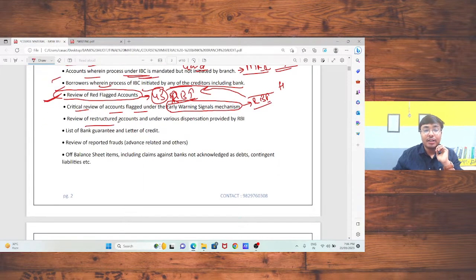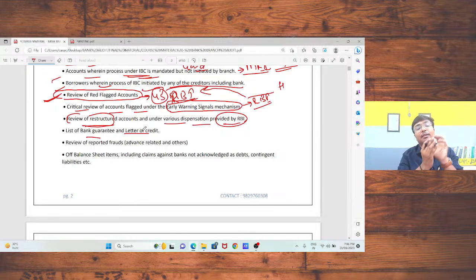Review of restructured accounts and the various dispensations provided by RBI. For the restructured accounts, take special care. List of bank guarantees and LCs: you should generate one report. You should demand one report from the bank branch manager: sir, please give us a report regarding bank guarantees and letters of credit. Or you should take note of it regarding bank guarantees and letters of credit.